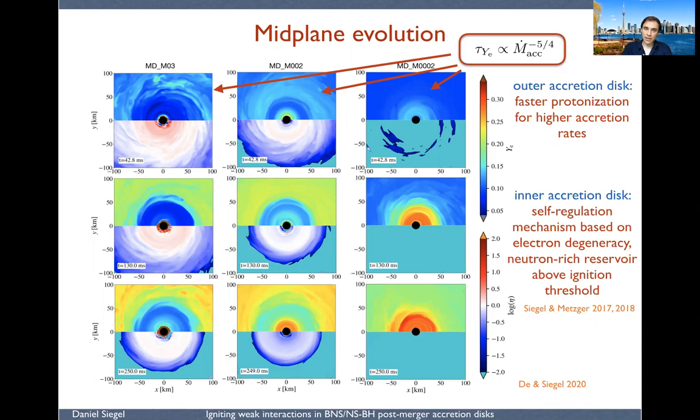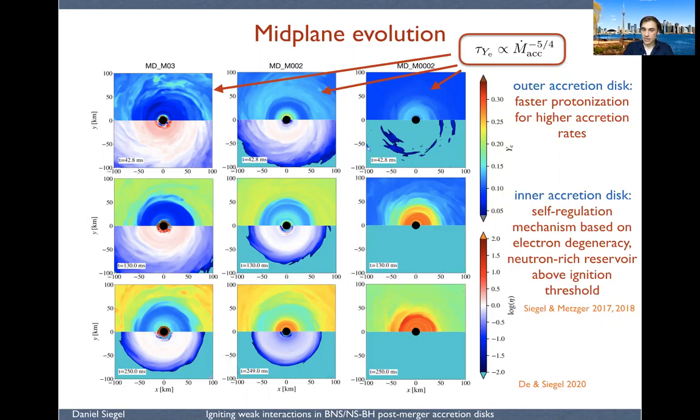In the inner accretion disk, however, you see a different behavior. Once we're close to the ignition threshold or above it, the density becomes high enough for the electrons to become degenerate in that fluid. And that changes weak interactions. That's an effect that we found before, but here you can nicely see how this effect sets in as you cross this ignition threshold for weak interactions.